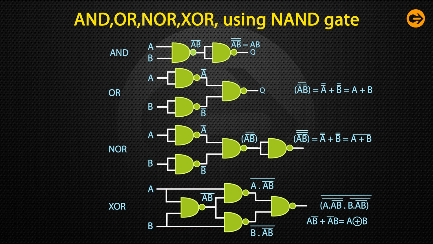XOR gate using NAND gate. A NAND B will generate AB whole bar. Now, A NAND AB whole bar generates A AB whole bar, and B NAND AB whole bar generates B AB whole bar whole bar. Finally, A AB bar whole bar NAND B AB bar whole bar generates this at the output. On further simplification, we get AB bar plus A bar B.